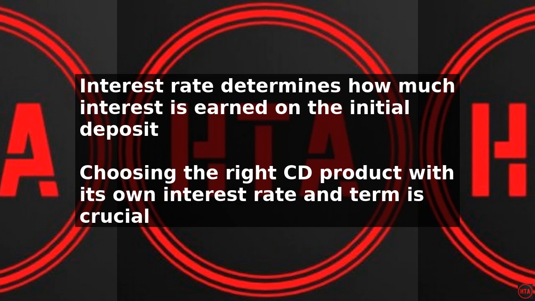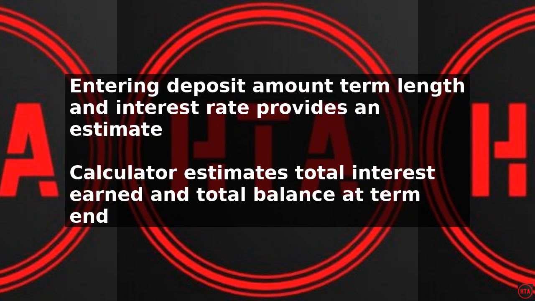into the calculator. The calculator will then provide you with an estimate of the total interest earned and the total balance at the end of the term. For example, if you deposit $1,000 into a CD with a 2% interest rate and a 1-year term, the calculator will estimate that you will earn approximately $20 in interest over the term, resulting in a total balance of $1,020 at the end of the year.